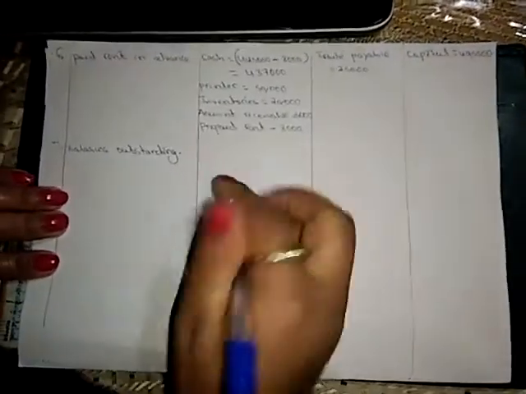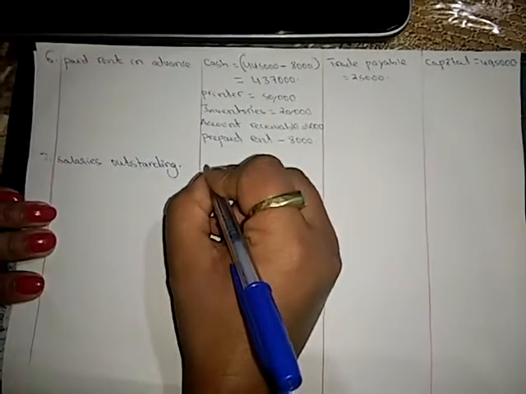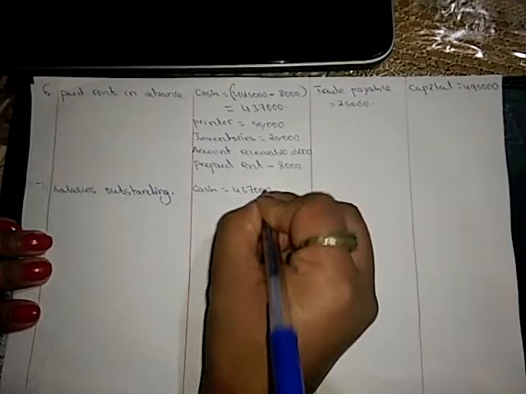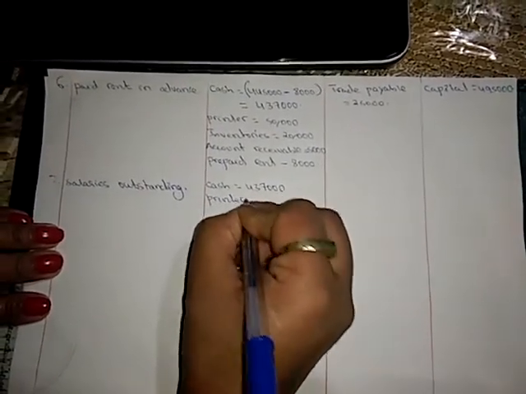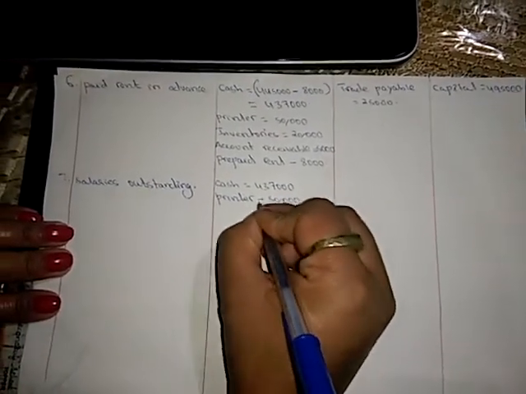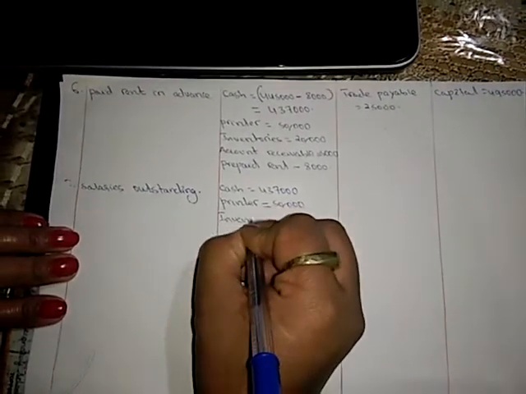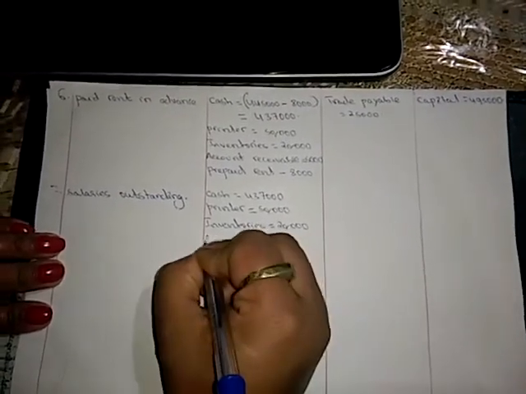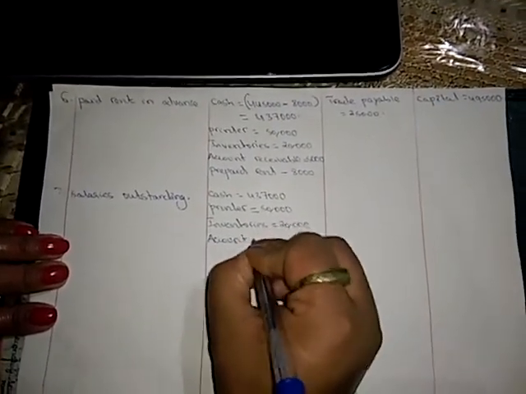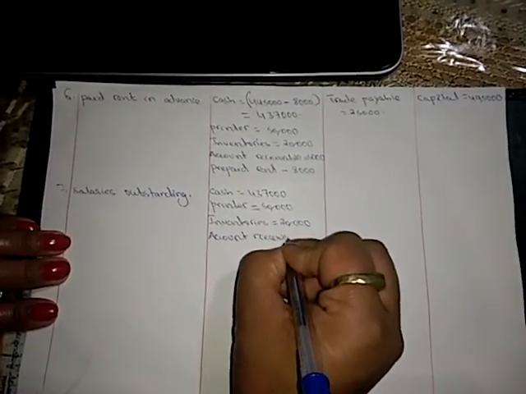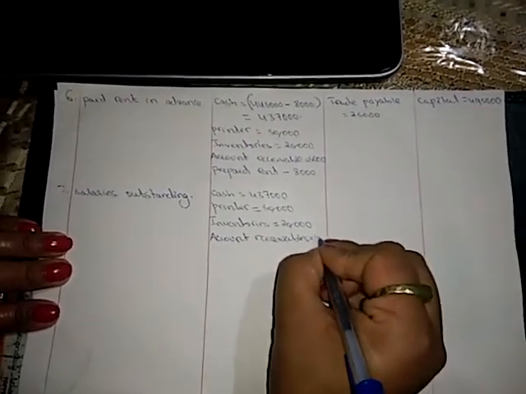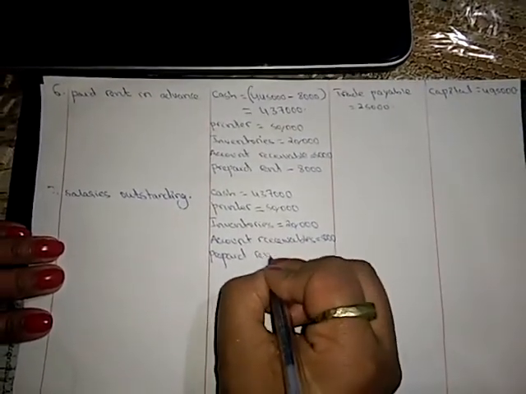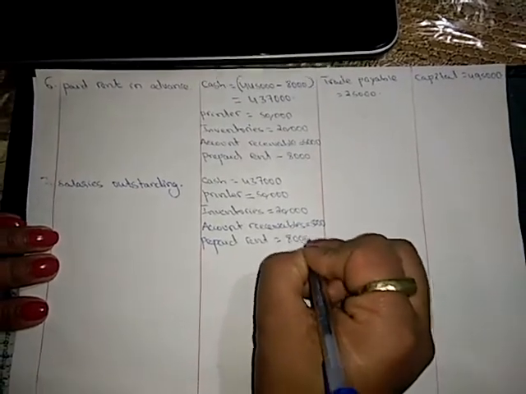Nothing will happen in asset when the expense is outstanding, so you just copy what's there in asset. So 4,37,000, printer 50,000, inventories 20,000, account receivables 5,000, prepaid rent, it is 8,000.